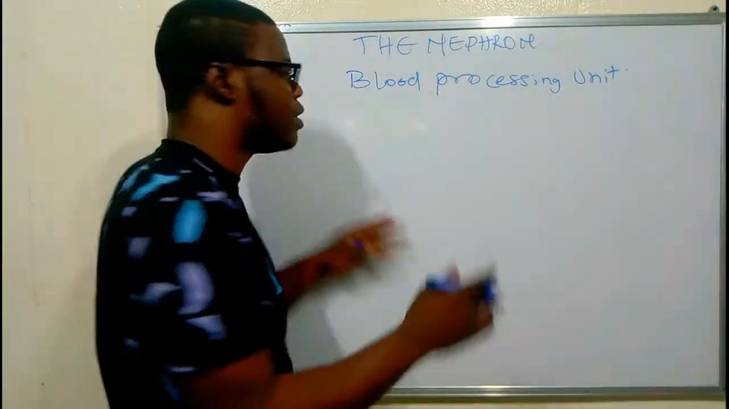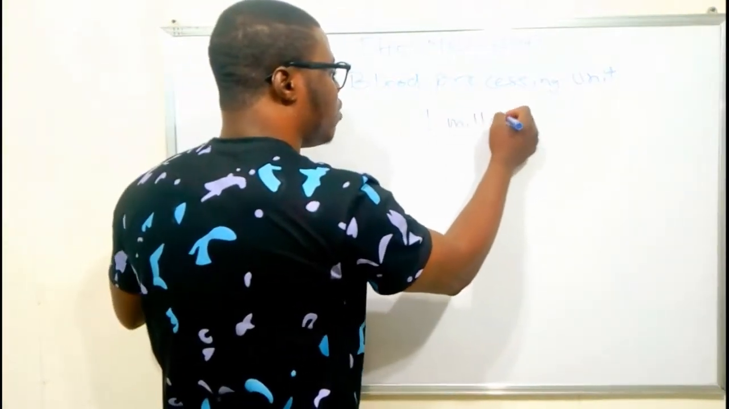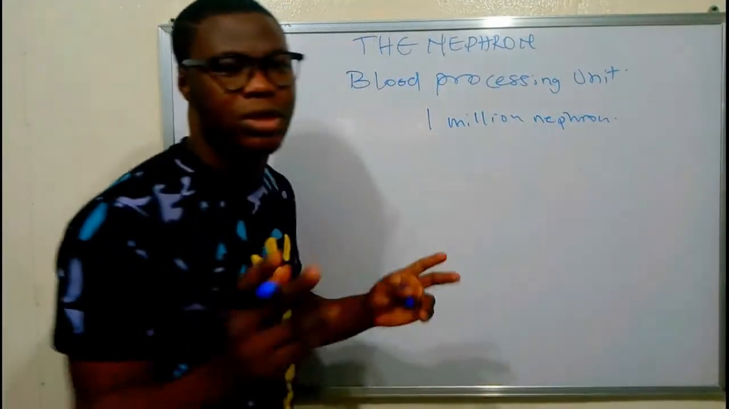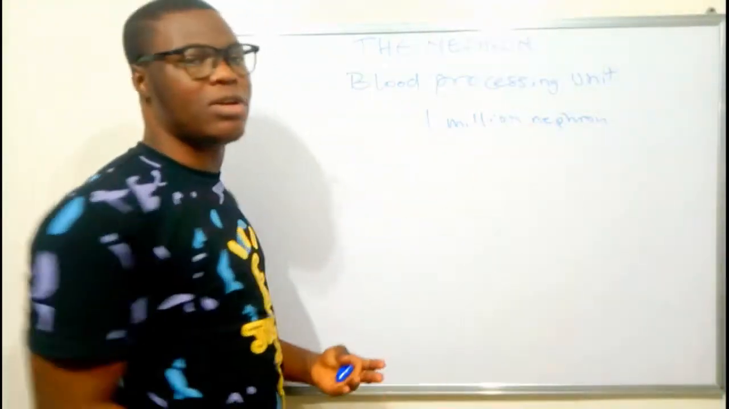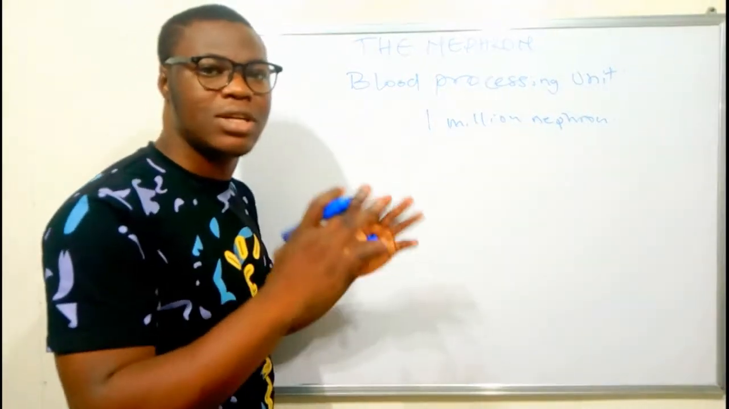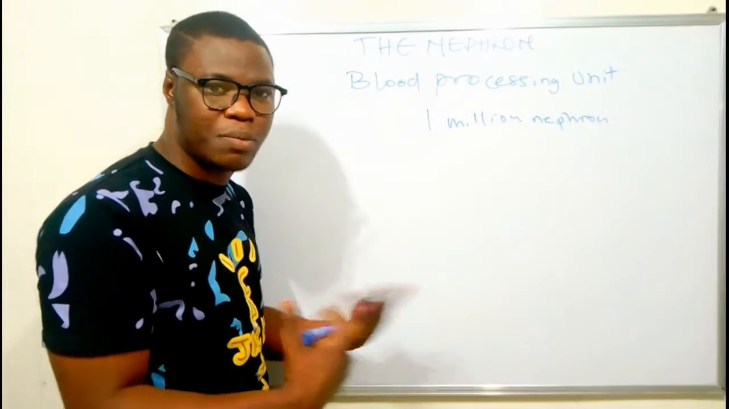So we have nothing less than 1 million nephrons in the two kidneys. So we have over 1 million nephrons in the two kidneys. The nephron has majorly two parts. So let me just give you a sketch right here and come in with the two parts.